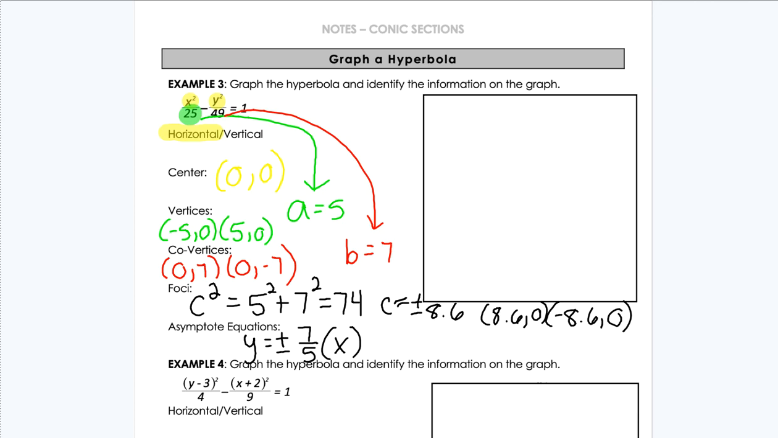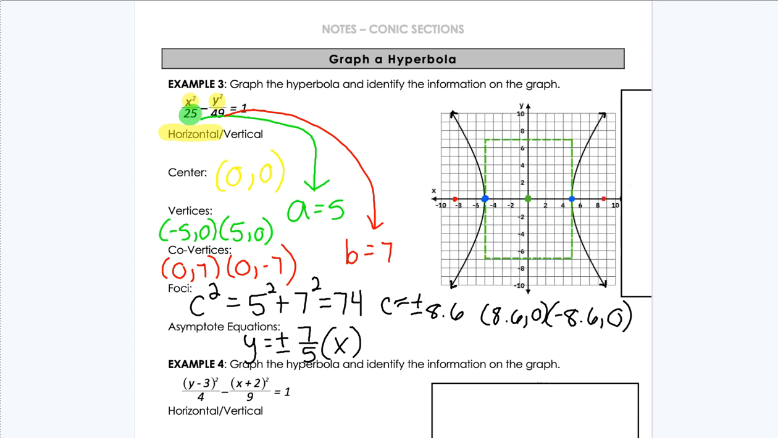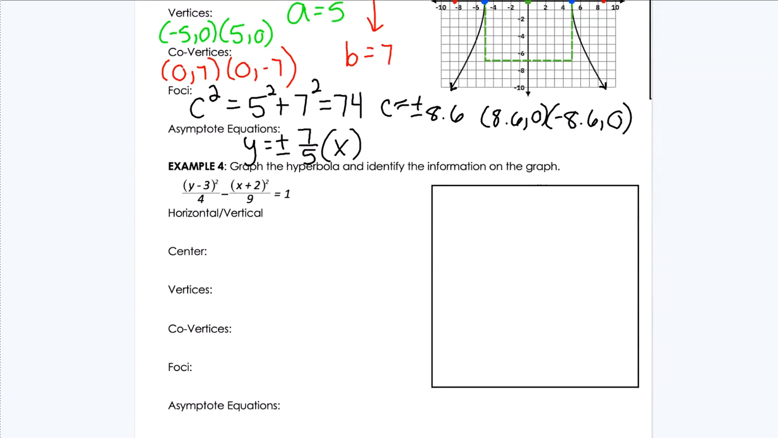All right, so knowing all of that, I can now graph it and see that the graph of my hyperbola would look like this. You can see where the foci are, where the vertices are, where that center is, and what it would look like. All right, let's look at one more example here.